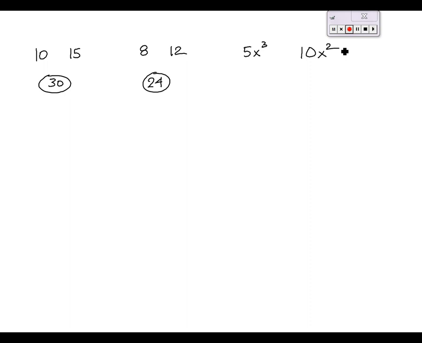Yeah, 10. And what about the variable part? We need at least an x, but then this won't divide into that, will it? Oh, we need an x squared, right? Because then this will divide into that, and it can still divide into the cube. We actually need an x cubed, don't we?